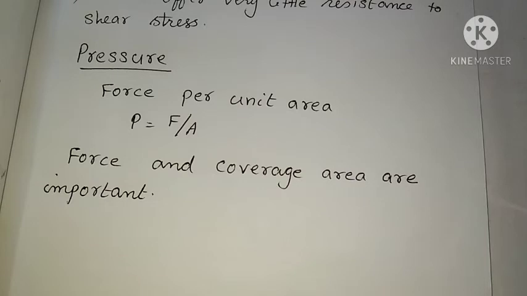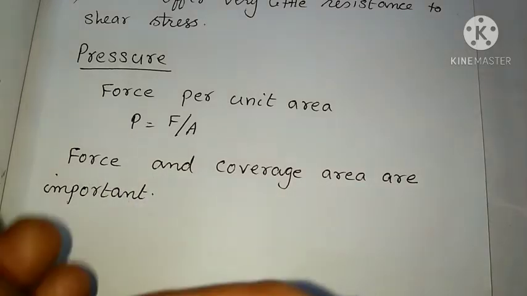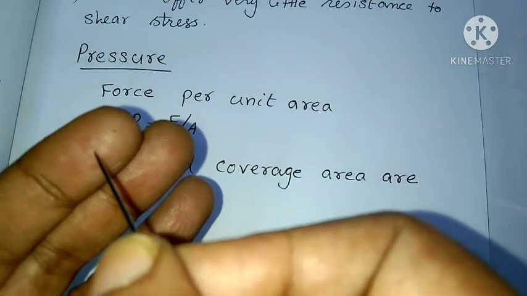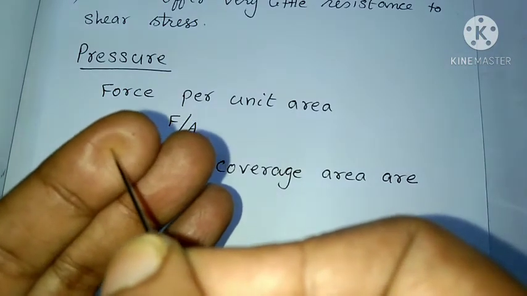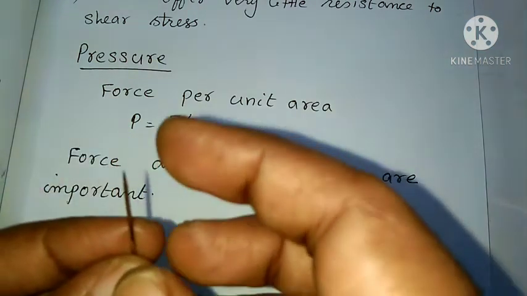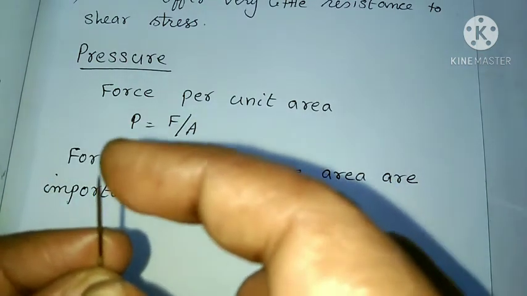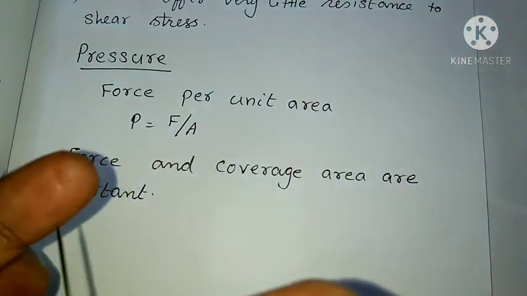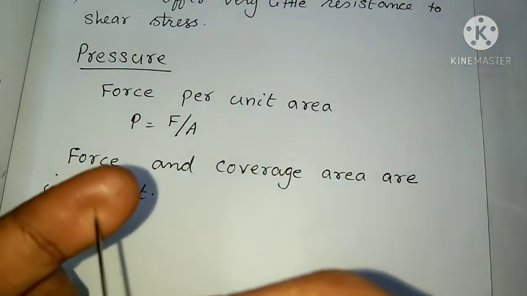So, what do you mean by pressure? Pressure means force per unit area. P equal to F by A. Before going to the concept of this pressure, we can see some example. For example, a sharp needle. You take a sharp needle and when it is pressed in your skin, what happens? It pierces into the skin, because here the area of contact is very small. So, it pierces into your skin.